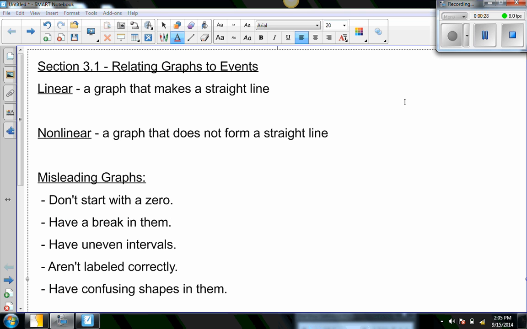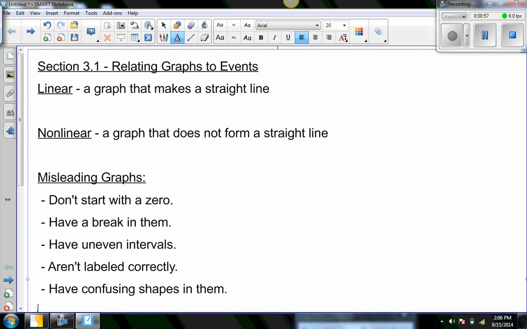Before we get into actually making a graph or looking at a graph at all, I want to remind you of some things that would make a graph misleading. Some characteristics of misleading graphs. If a graph doesn't start with 0, that would make it misleading because it makes the information closer to the bottom of the graph than it really would be. If it has a break in it, so if they skip numbers at the bottom, if they go from 0 to 1 million, that's a break.